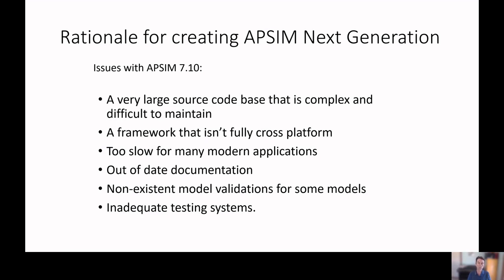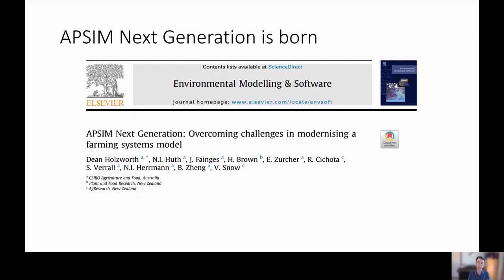Quite a few of the models in APSIM 7.10 lack validations, so we don't actually know how they perform against real world data, and that's something that we wanted to fix. And it has inadequate testing systems. It does some testing of the software, but we wanted to ramp that up when we created Next Gen. So in 2014 we started to work on APSIM Next Generation. And in 2018, this paper came out that describes some of these changes and some of the rationale behind APSIM Next Gen.